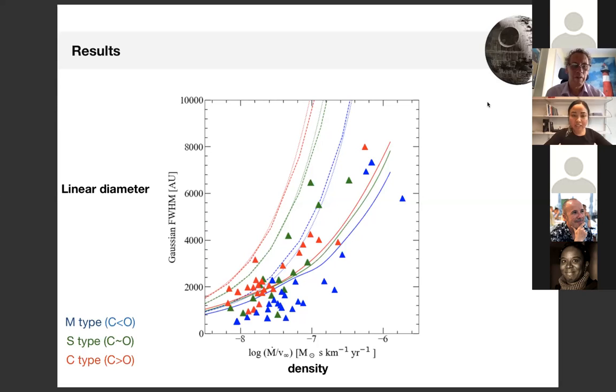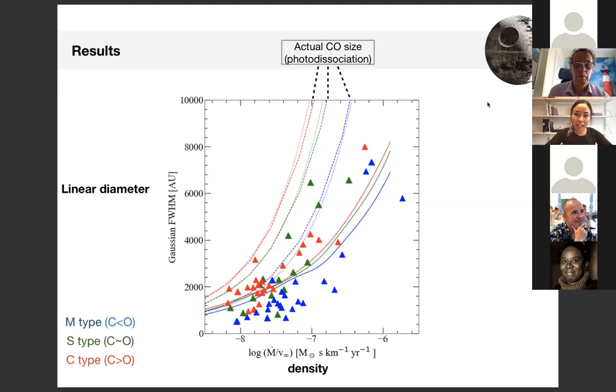On the y-axis, we have the linear diameter, which represents the derived sizes. And on the x-axis, we have a proxy of density given by the mass loss rate divided by the expansion velocity that was derived from previous studies.